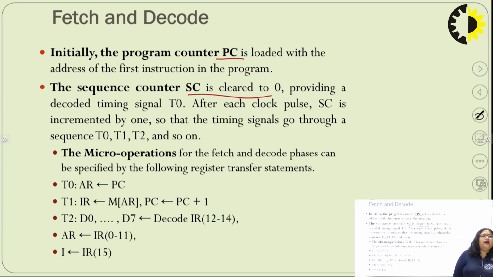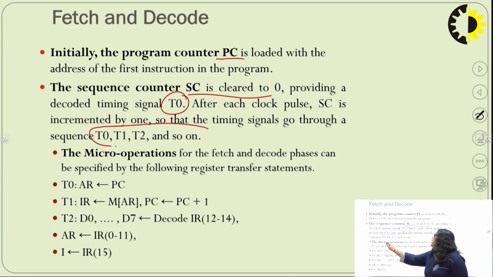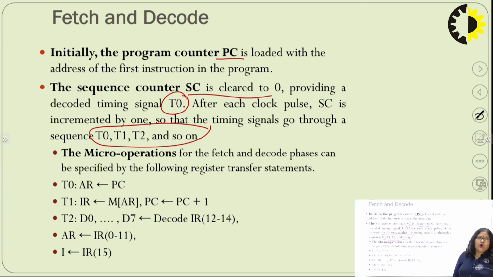Initially the timing signal is T0, when the sequence counter is 0. After each clock pulse, the SC goes to SC plus 1, the same as PC goes to PC plus 1 when we want to execute the next instruction. At that time, the PC holds the address of the next instruction. And the timing signals are T0, T1, T2 and so on.